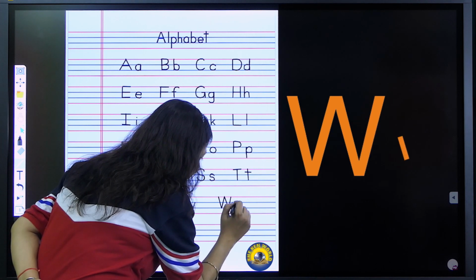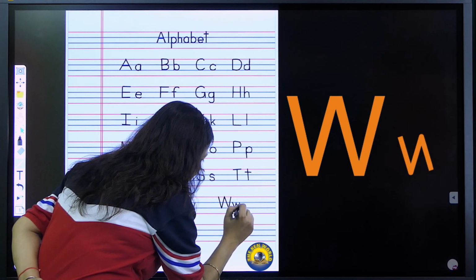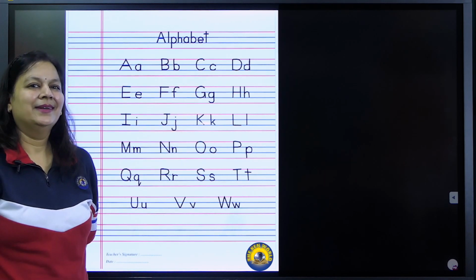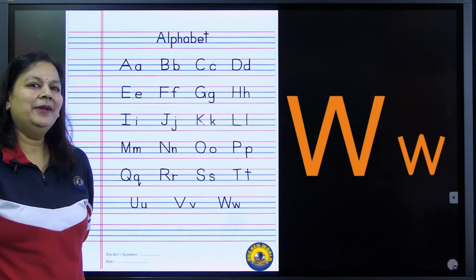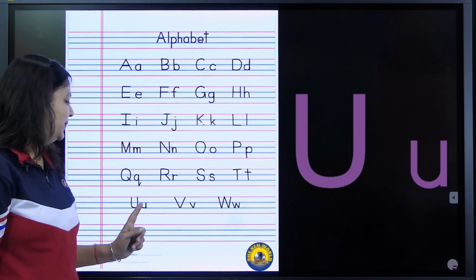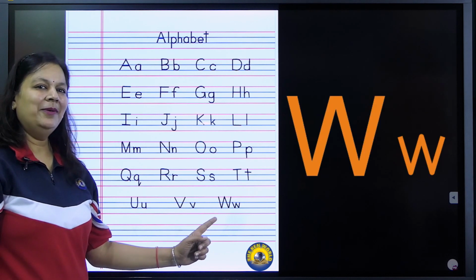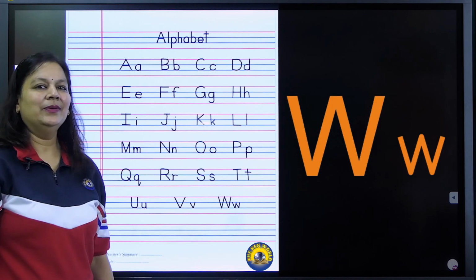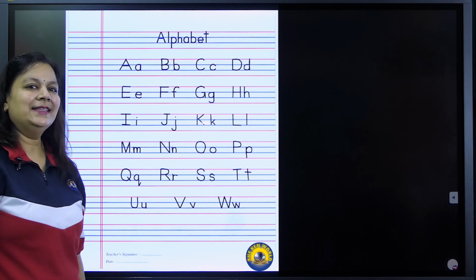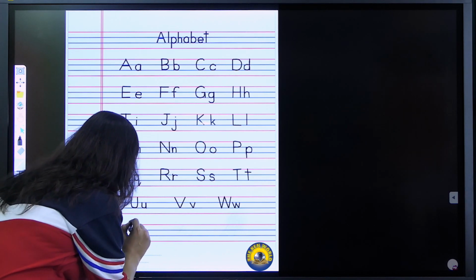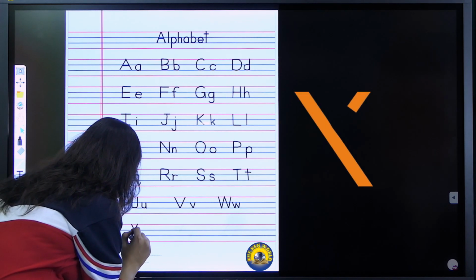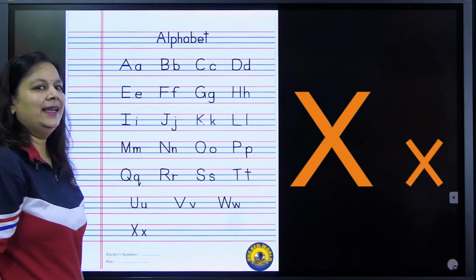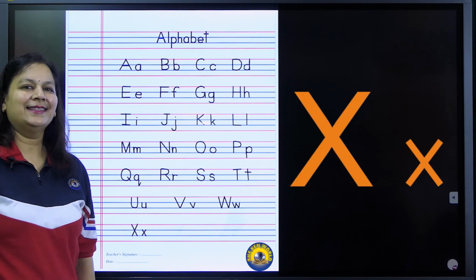Uppercase W. Lowercase W. Speak aloud. W. W. W. Let's revise. U. V. W. Say it again. U. V. W. Let's move forward. The next letter is X. Uppercase X. Lowercase X. Speak loudly. X.